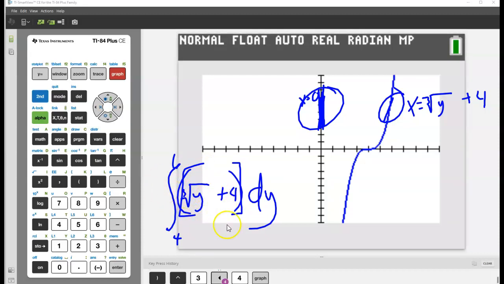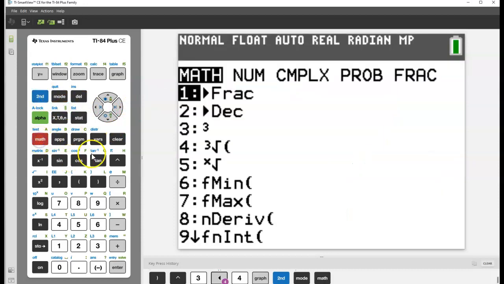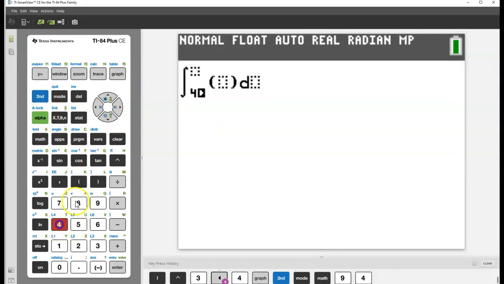Okay, but I am going to be typing this function into my calculator. And you guys have to remember that when you do this on a calculator, you have to make your y values x values so that it actually works. So let's go ahead and type that in and see what the area comes out to be. So we're going to do math, we're going to do 9. We're going from 4 to 6. And we're doing the cube root of y.